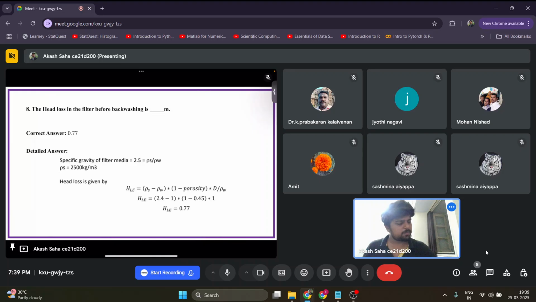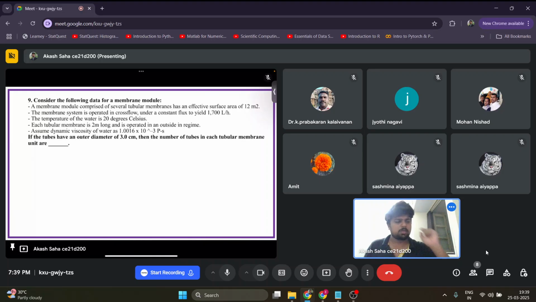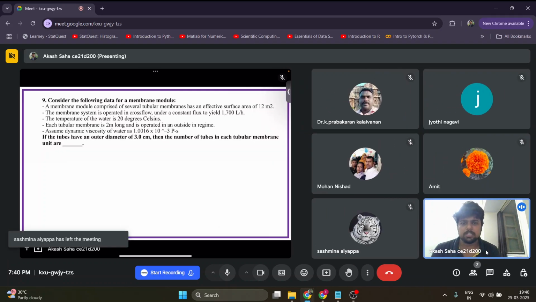Again, a very small numerical, though there is too much data given, but the actual solution is very small. Consider the following data of a membrane module. A membrane module comprised of several tubular membranes and has an effective surface area of 12 meters square. The membrane system is operated in cross flow under a constant flux to yield 1700 liter per hour.